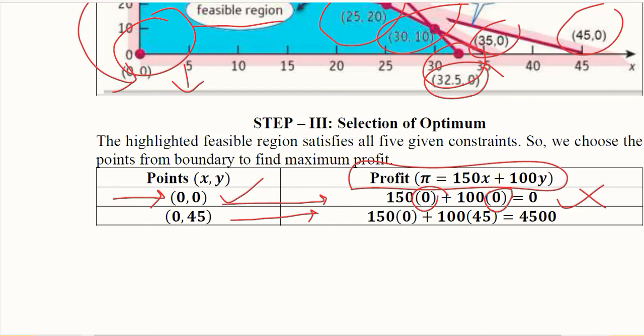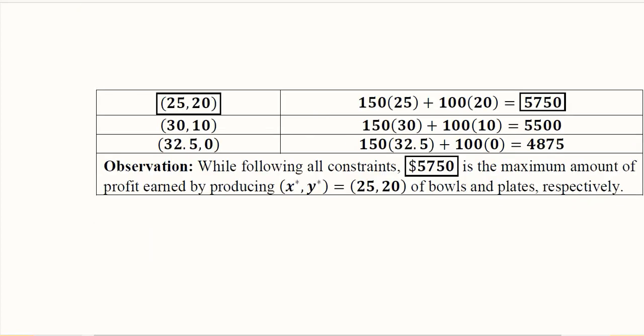And then we can talk about 0 and 45, that is 0 bowls and only plates, that is a monomania, and 45 plates are produced. In that case we will earn the profit of 4500. And then the third point was 25 bowls and 20 plates, so we can choose this point as well, and putting its values in the profit function we get this level of profit. Then another point of bowls and plates borrowed from the frontier of the shaded feasible region. We get various levels of profit.